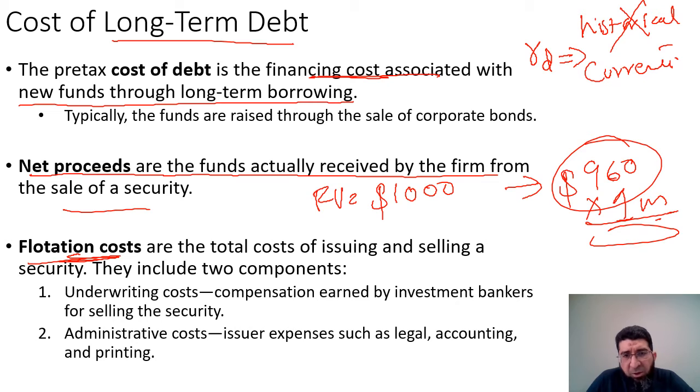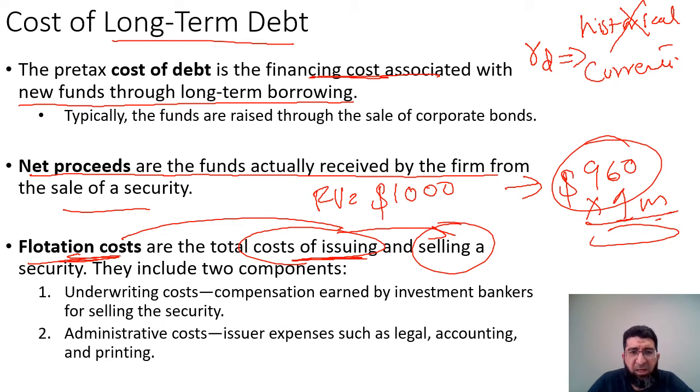Flotation cost. These are the total costs of issuing and selling a security. So flotation costs are basically the costs associated with issuing and selling. Issuing means there are costs related to underwriting and administrative costs. The word underwriting will be used much more later. This is the cost or compensation earned by investment bankers for selling the security. So for underwriting costs, first the firm has to hire an investment bank or a group of investment bankers to sell the bonds to the public.